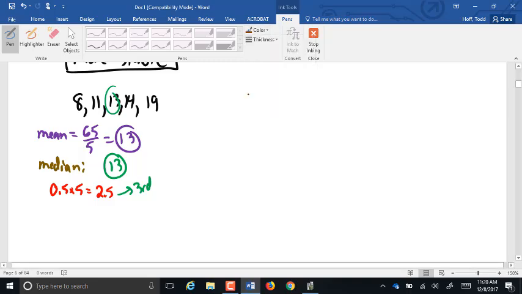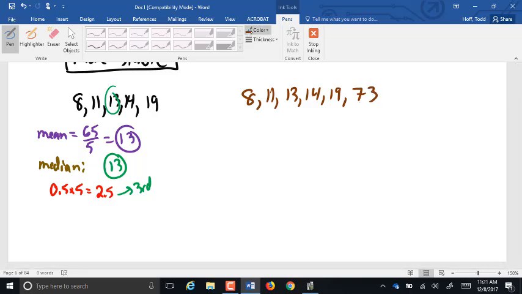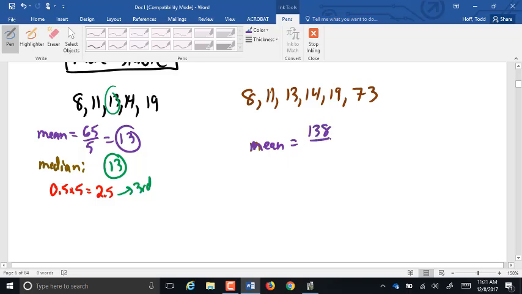Well, what if I take that set of numbers, 8, 11, 13, 14, 19, and I add a sixth number to it, like, let's do something that's going to work out well, like 73. Now my mean, if I add those all up, that adds up to 138. And there's 6 of them now. 138 divided by 6 is 23. That's up from 13.